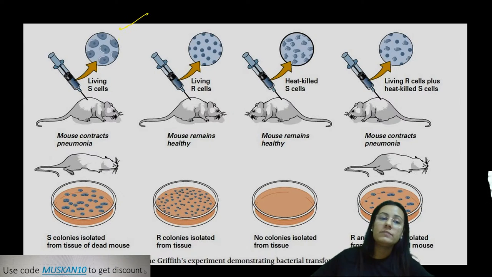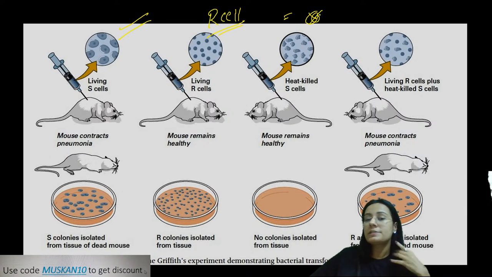So you can see when we gave the living smooth strain, that is virulent, the mice died. When we gave the living R cell, that is the rough strain or the non-virulent strain, the mice stayed healthy. When we gave the heated smooth cell, that is the heated virulent strain, the mice were also healthy, because heat kills the virulence of the bacteria. But when we gave the mixture of the rough cells, that is the non-virulent cells, and the dead virulent cells, some genetic transfer took place, and because of that the bacteria actually died.